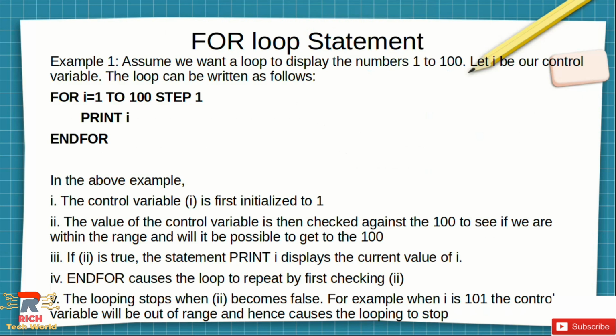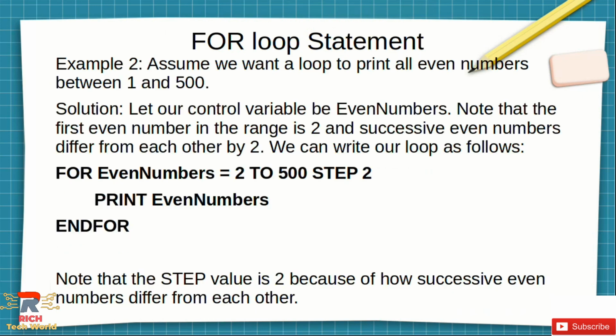So let's move on with example 2. Assume we want a loop to print all even numbers between 1 and 500. We have the solution over here. We have for even numbers equals 2 to 500. So the starting value, or the control variable, is first assigned a starting value of 2, and then we have the ending value of 500, and our step value is also 2.